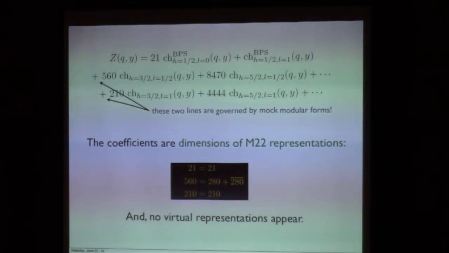Okay. The two lines, the ones with J3 equals a half and J3 equals 1, are actually both governed by mock modular forms. The coefficients are those of mock modular forms. And in fact, the dimensions that appear there are those of M22 representations. So the 21 is the simplest permutation representation. The 560 is 280 plus 280, and so forth. Okay, and no virtual representations appear.